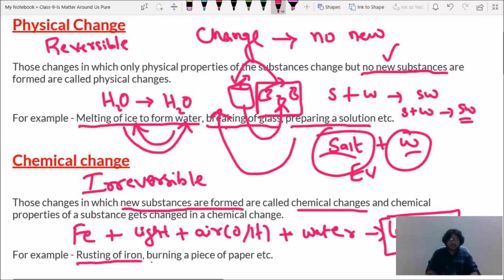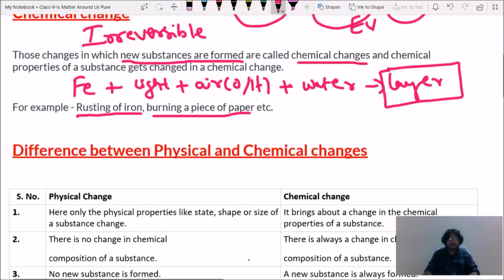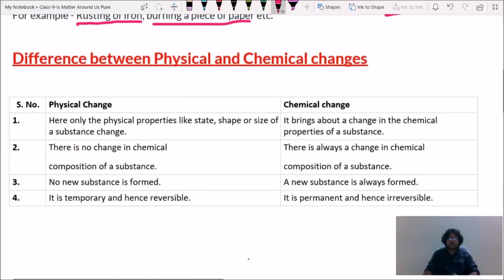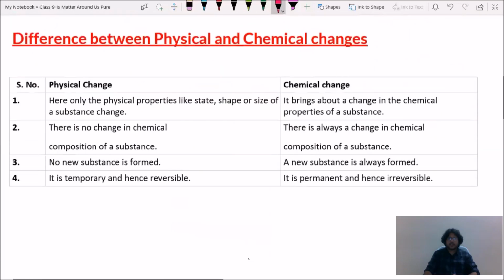Another example, burning a piece of paper. If you burn any paper, if you collect that ash, we cannot make new paper from that ash. That is known as chemical change. These are simple definitions and explanation about physical and chemical changes. Let us see the difference between physical and chemical changes.